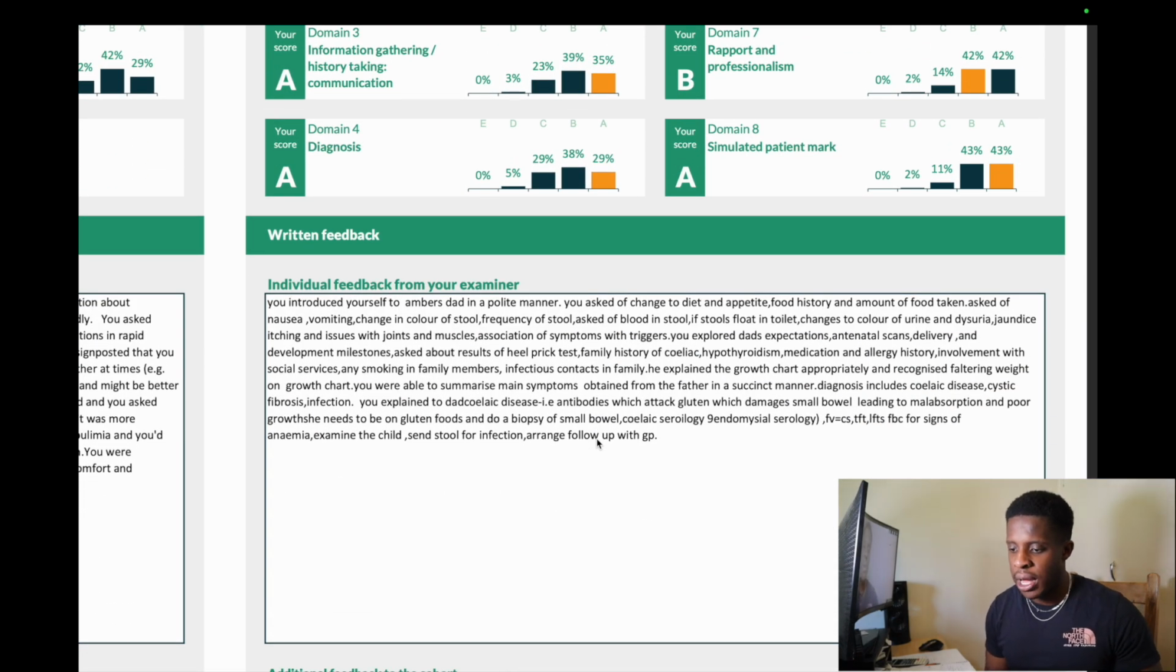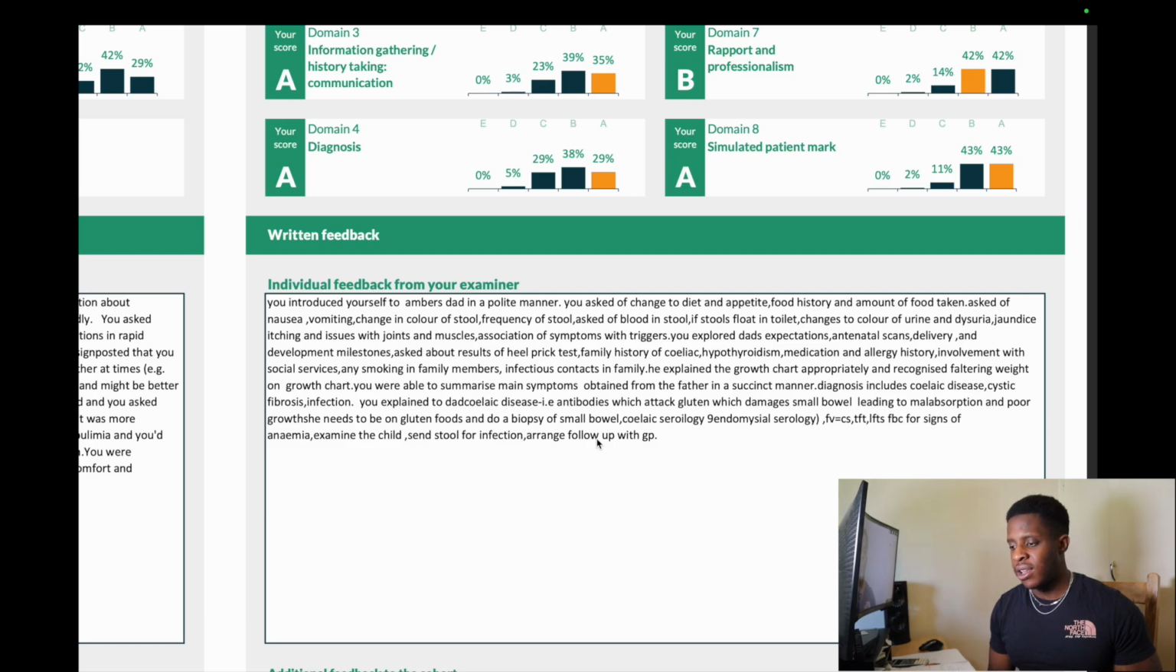You introduced yourself to Amber's dad in a polite manner. You asked about change to diet and appetite, food history, amount of food taken, nausea, vomiting, change in color of stool, frequency of stool, blood in stool, if stools float in water, changes in the color of urine and dysuria, jaundice, itching, issues with joints and muscles, and association of symptoms with triggers.